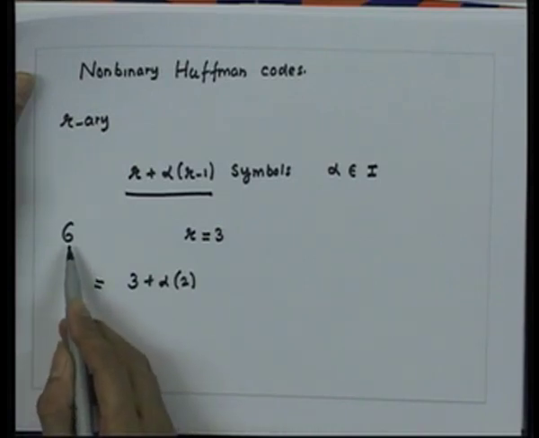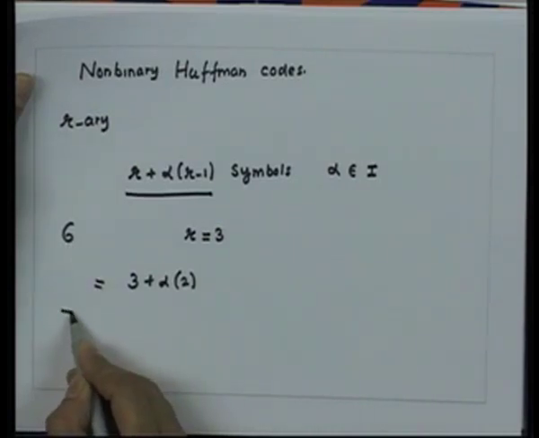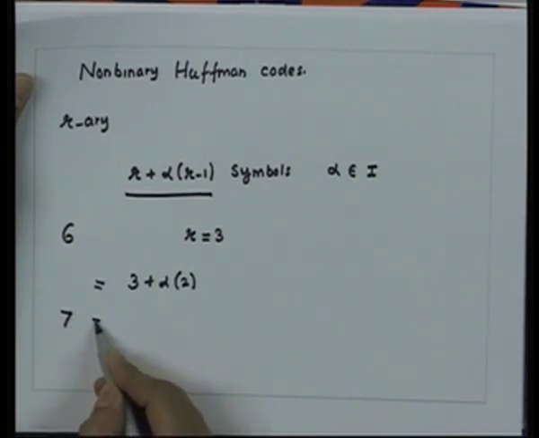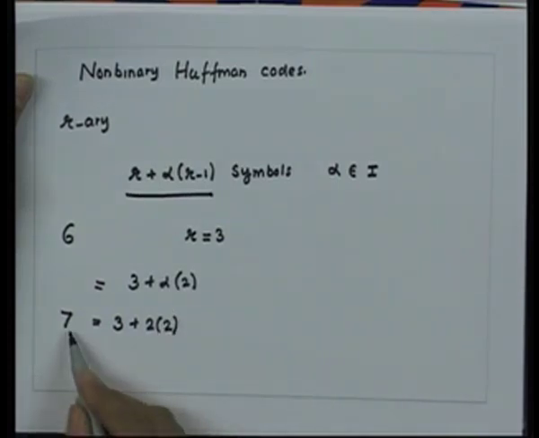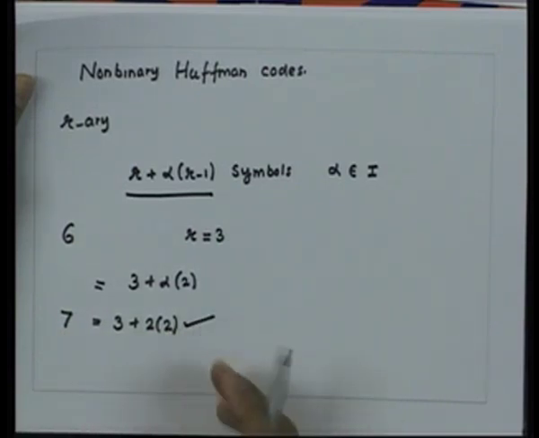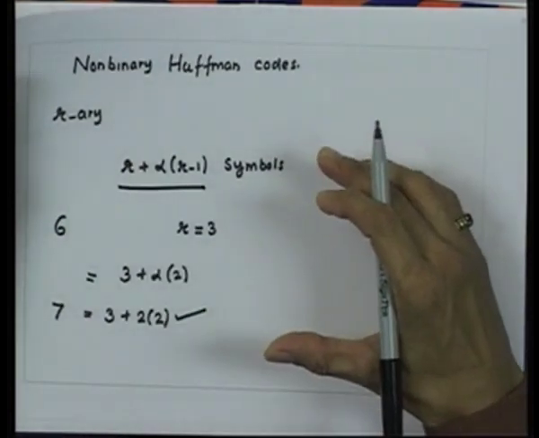So if I add one dummy symbol, that is, make it 7, then 7 is of the form 3 plus 2 into 2. So if I add one dummy symbol which has a probability of 0, then I get this relationship satisfied, and this also tells me how to handle 6 source symbols. We will try to understand the non-binary Huffman coding procedure which we have discussed today with the help of an example, and that we will do in the next class.